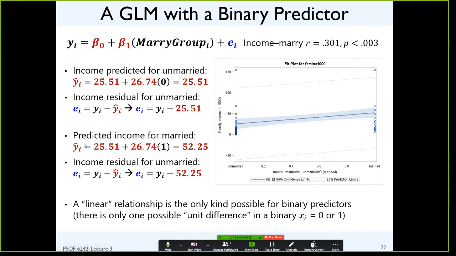So Y sub i for the other category then. Same formula, one thing that's different. Now if we want prediction for a married person, we plug in a 1 instead of a 0. And so now we need both fixed effects. We need beta 0, the intercept, to say, okay, what's income going to be for an unmarried person? Now, what do I have to add to that to get to what it is for a married person? I have to add 26. So beta 1, the slope, is the difference of unmarried versus married. And when you put them together, you end up with a predicted income of 52 and some change.